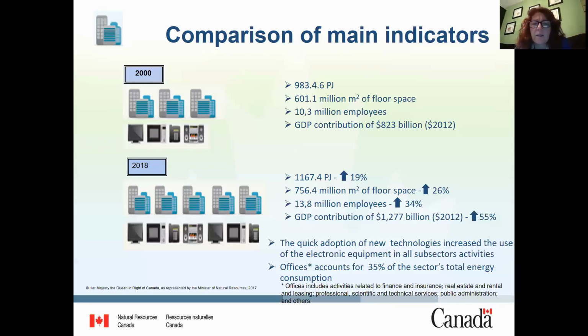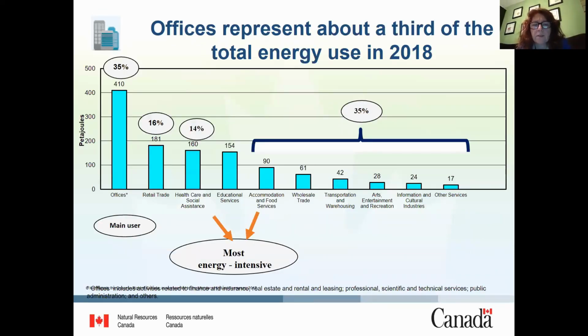The next slide shows that in Canada, the main building type, I mean the main energy user, is the office buildings. They consume 35% of the total energy use in this sector, followed by retail and healthcare. Healthcare and accommodation and food services are the most energy intensive types in the commercial sector.